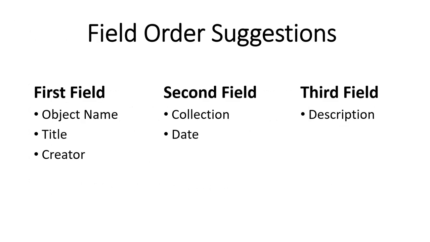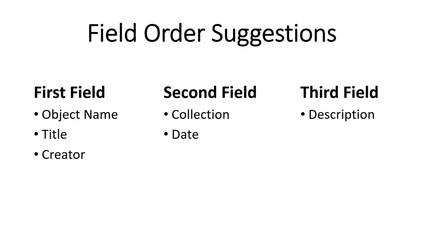Here are some suggestions for possible first, second, and third fields. For first field, we suggest considering object name, title, or creator. Object name is a good choice because you know it is required by PastPerfect, so you can be sure it is consistently populated. Good options for second field include collection or date. And a good option for the third field is description. Do note that fields which would work well as first fields would also work quite well as second fields.